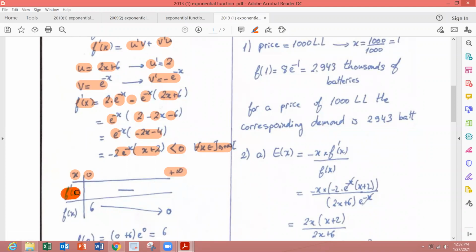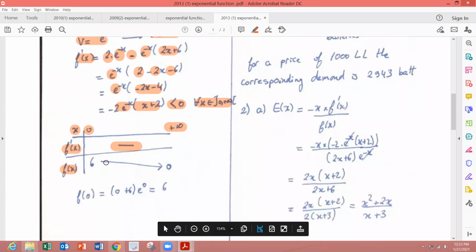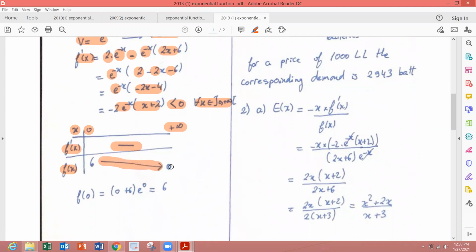F prime x, its sign is negative. Fx, since it is negative, it is decreasing. Now on plus infinity, we get y equal to 0, a horizontal asymptote. And f of 0, we replace it in the function, not in the derivative: 0 plus 6 e to the 0, which is equal to 6. We put here 6.